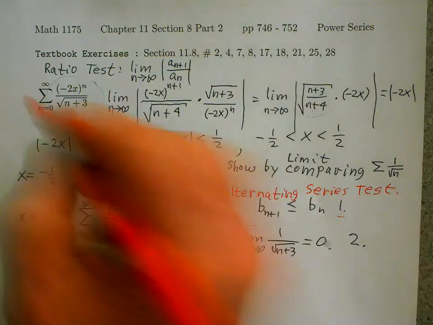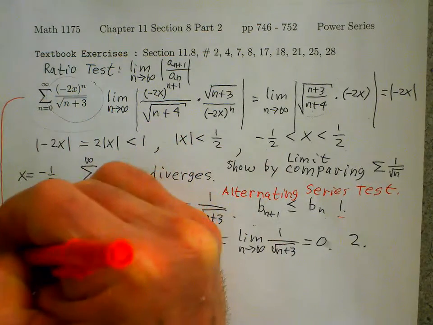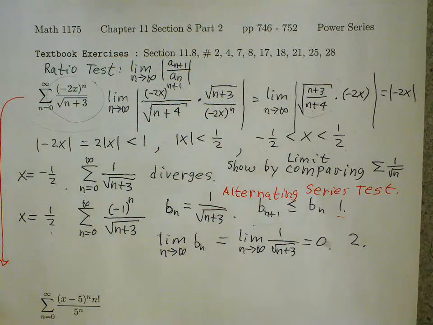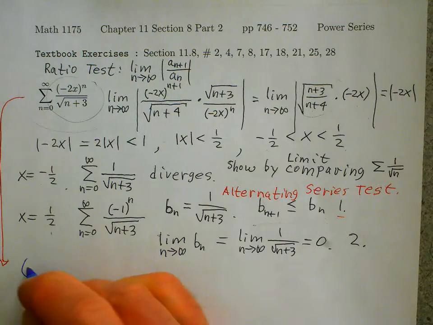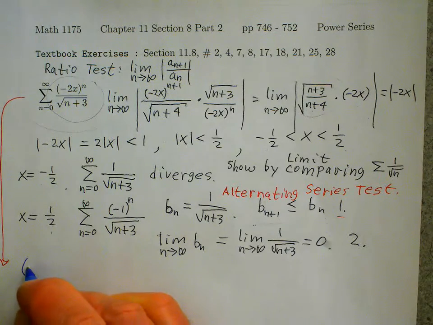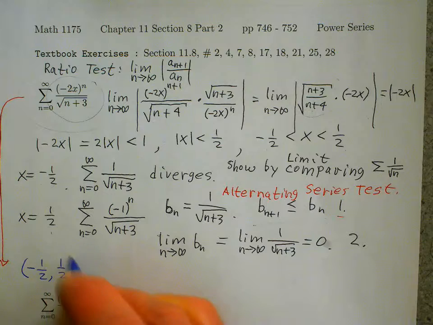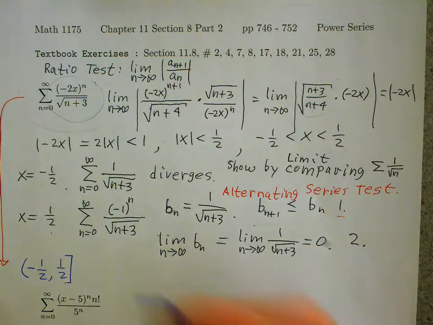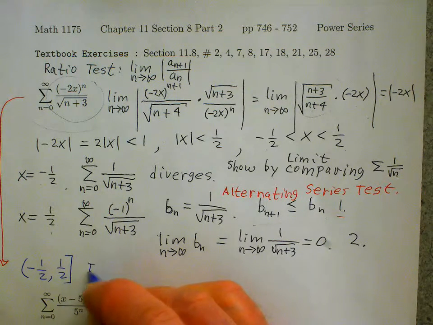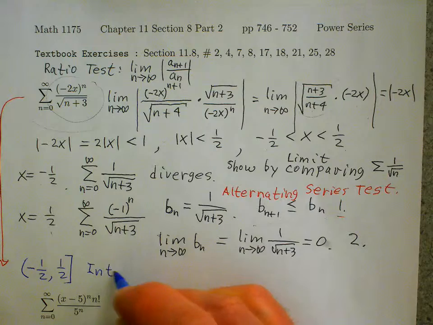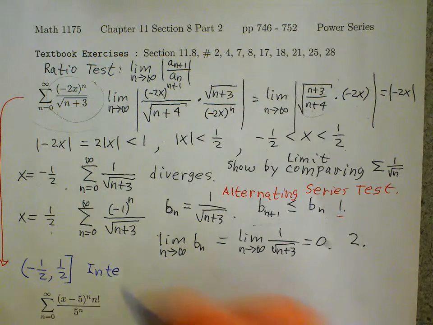Okay, so for the given series, the interval of convergence, let's see, we're excluding -1/2. So in interval notation, parenthesis, -1/2, comma, 1/2, bracket. This is the interval of convergence for that infinite series.